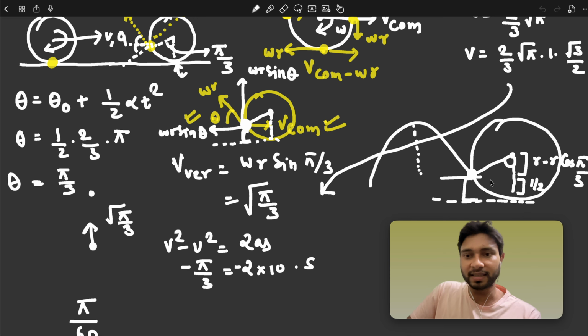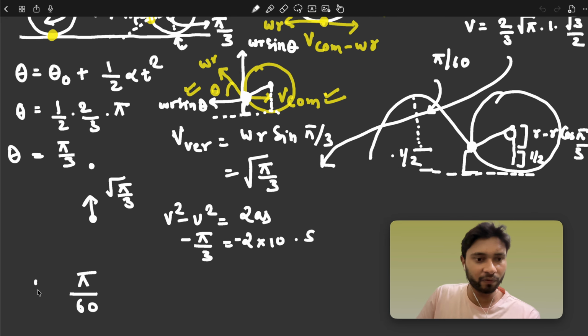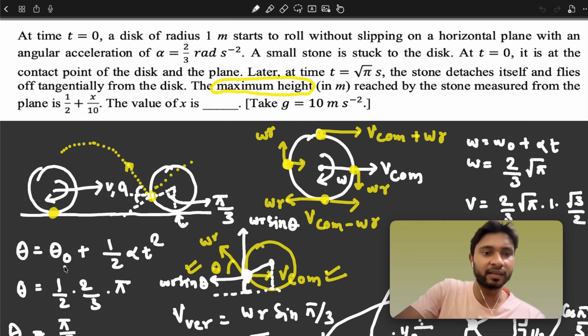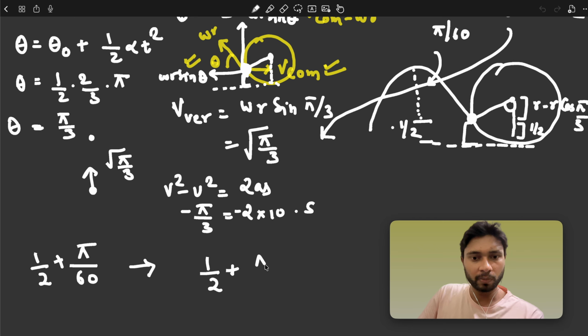So the total distance from the ground will be, this distance we have already calculated, which is pi by 60. This is 1 by 2. So total distance will be 1 by 2 plus pi by 60. They have written it in the same form, 1 by 2 plus x by 10. So if I rewrite it as x by 10, it will be 1 by 2 plus pi by 10 into 6. So the answer is x is nothing but pi by 6.